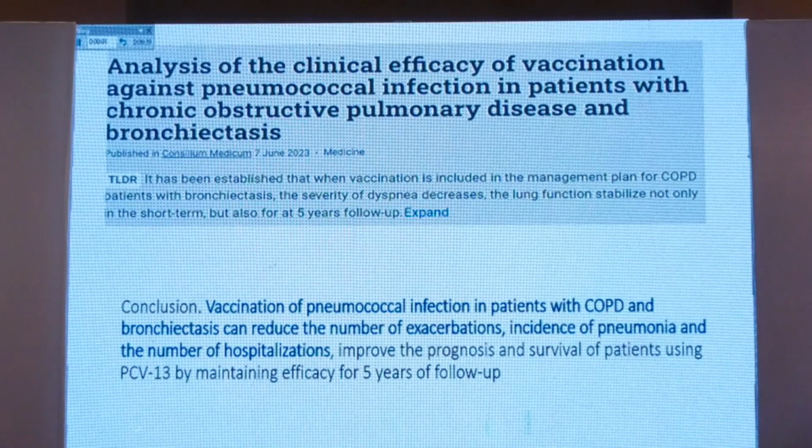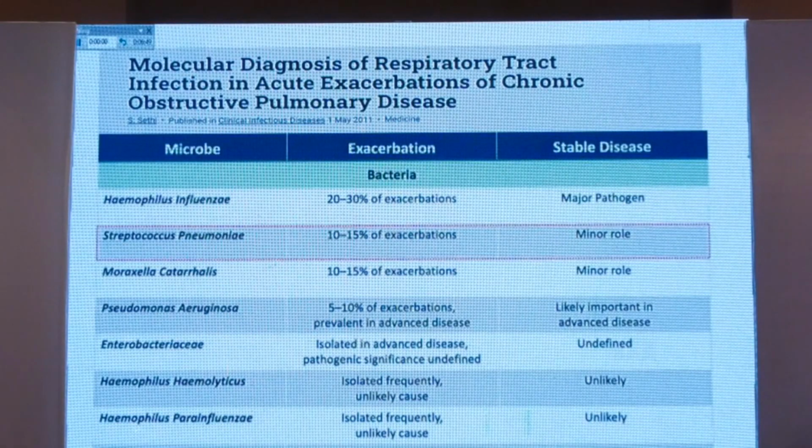Similarly, vaccination against pneumococcal infection in patients with COPD and bronchiectasis can reduce the number of exacerbations, incidence of pneumonia, and the number of hospitalizations. In fact, Streptococcus pneumoniae is responsible for 10 to 15% of cases of COPD exacerbations.